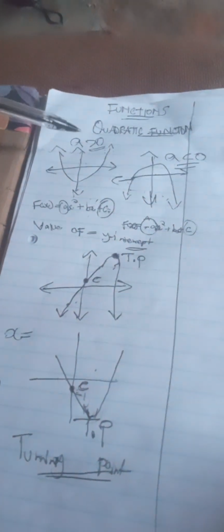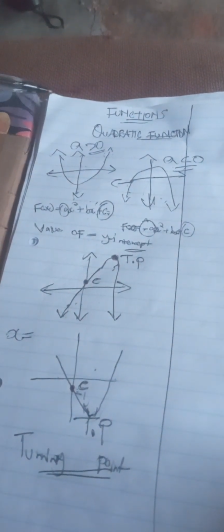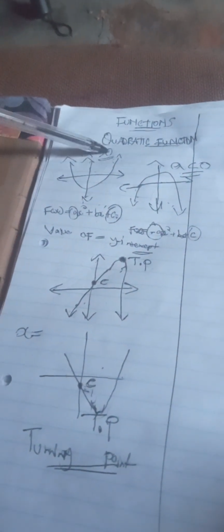So, I want us to continue with the quadratic function. We spoke about the value of a. When a is positive, our graph should be a smiling face. When a is negative, our graph should be a sad face, right?